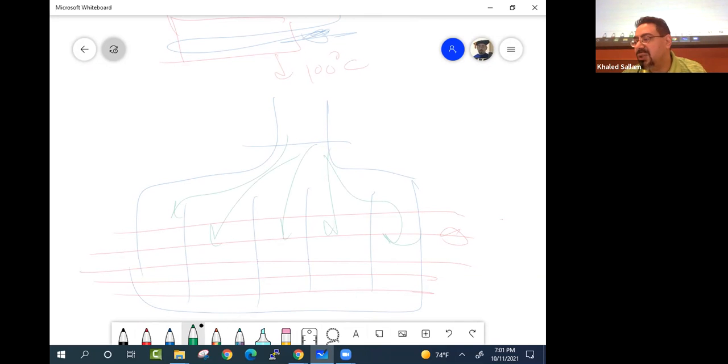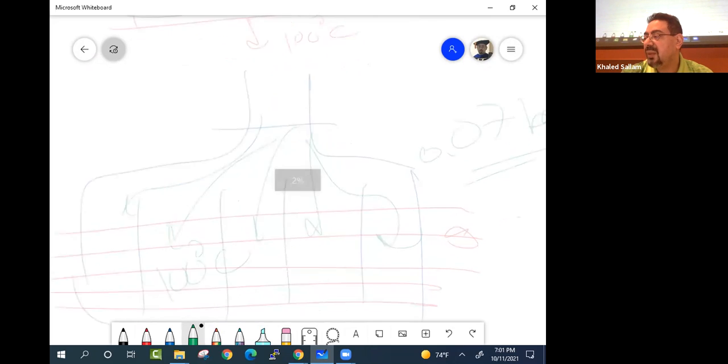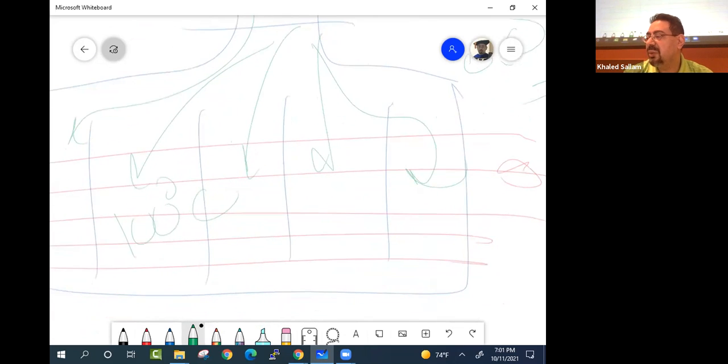Because everywhere outside those tubes, it is 100 degrees C, assuming it's at room pressure. Of course, it's not. It condenses at 0.07 bar, at which the temperature will be, what, 39 or 40 degrees C, more or less. Good. Questions?